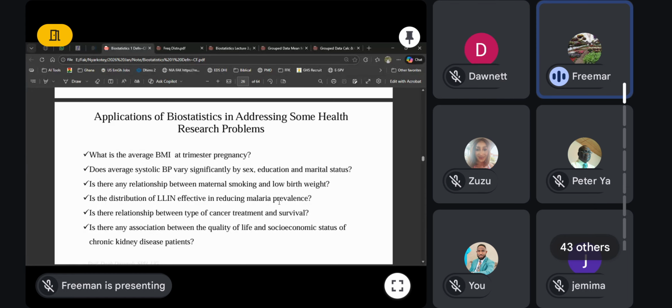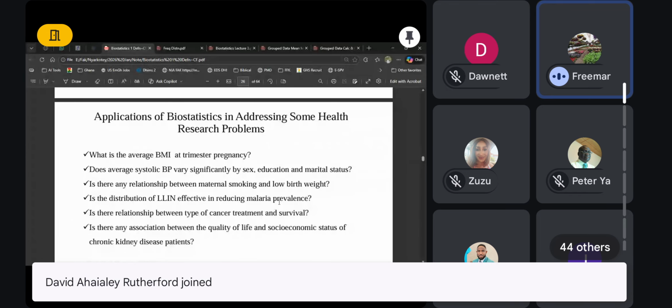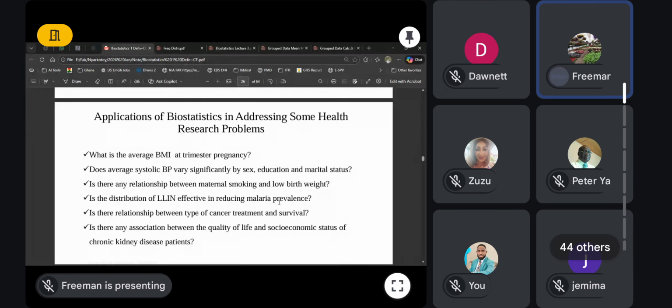Application of biostats in addressing some health research problems. So in pregnancy, you can find what the average BMI is at each trimester of pregnancy. BMI, I hope you all know that, body mass index. You can use biostats to research that.